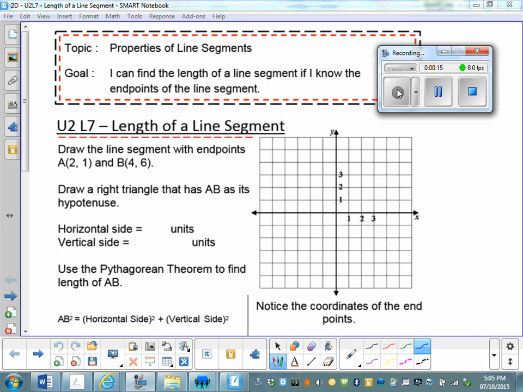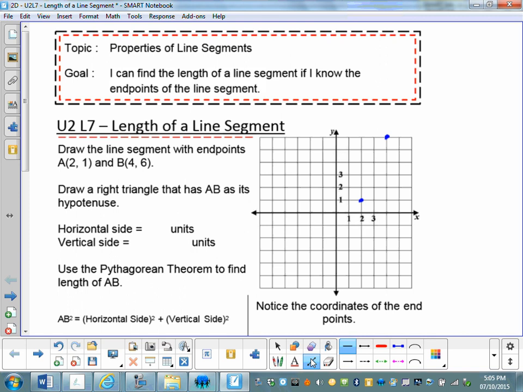So in this first question we're going to draw the line segment with endpoints 2, 1, a point at 2, 1, and a point at 4, 6. And we want to try and find the length of that line.